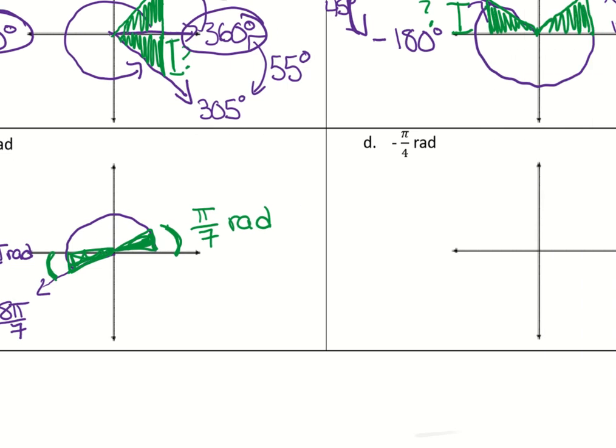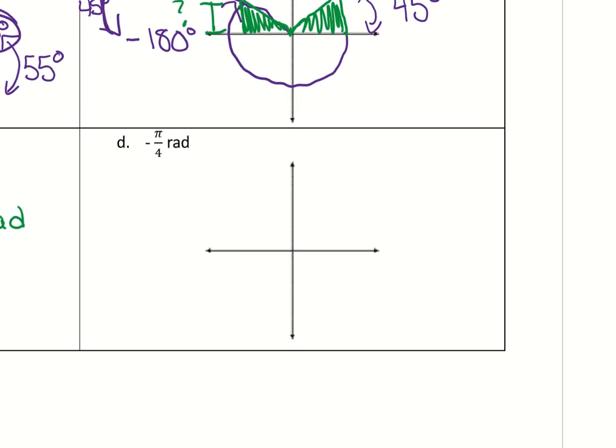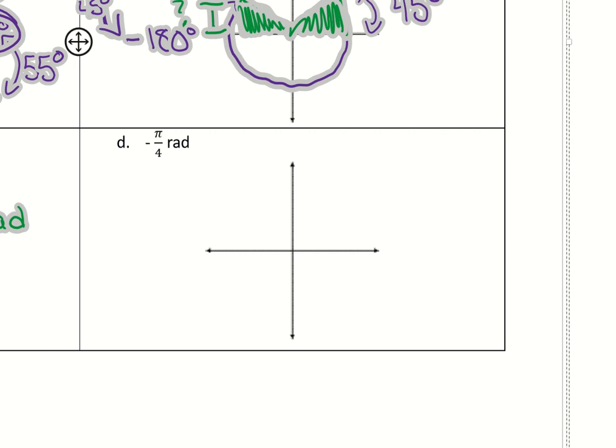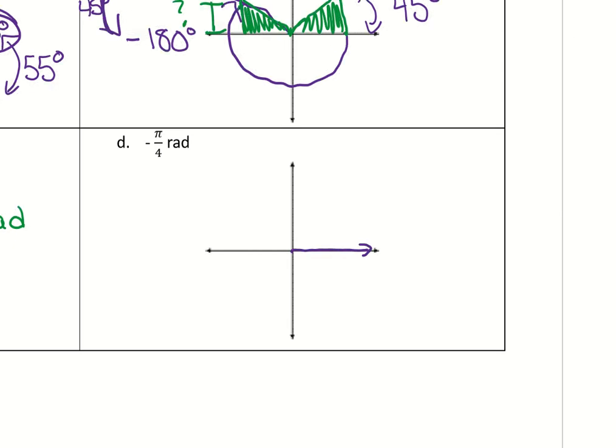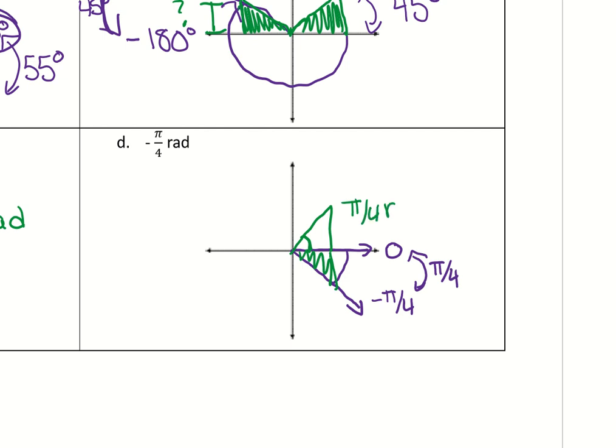And then last but not least, this one's not too bad. This is negative pi over 4. So if this is your angle in standard position, we start here and we go down pi over 4. We know that's the same as 45 degrees from our unit circle. How far is this? Well, if this is 0 and this is negative pi over 4, the distance from here to here is positive pi over 4. So if we made a triangle here and we reflected that triangle up, that same reference angle would also be pi over 4 radians.